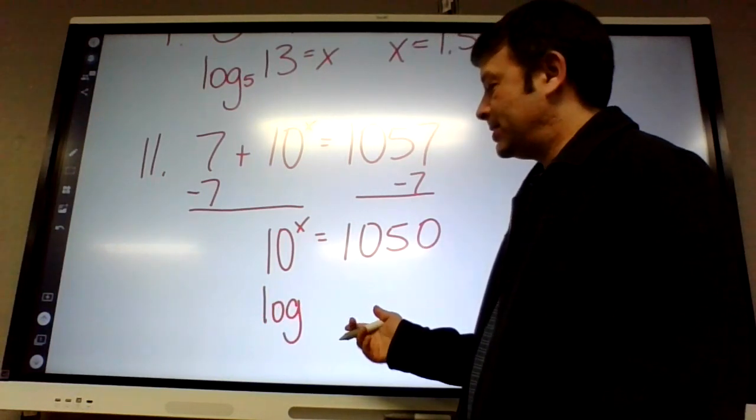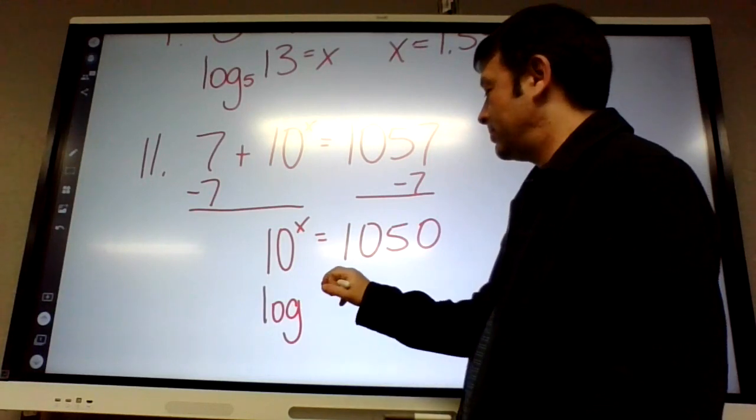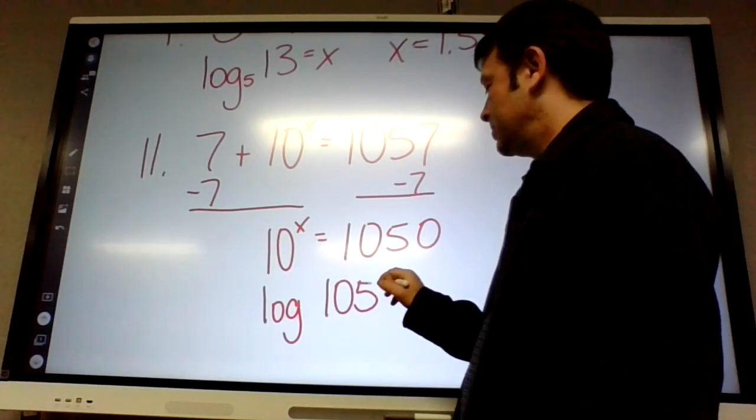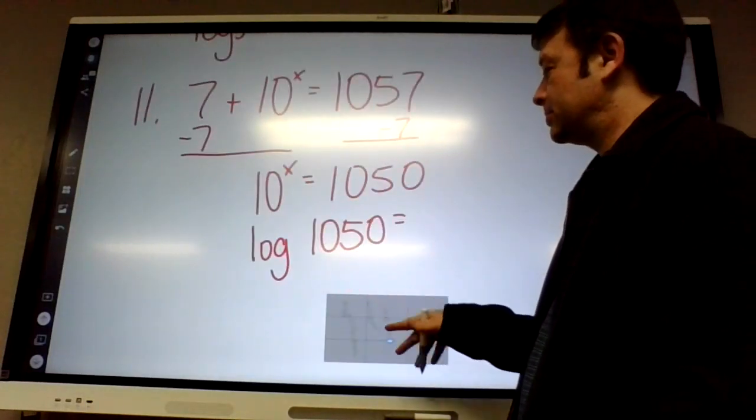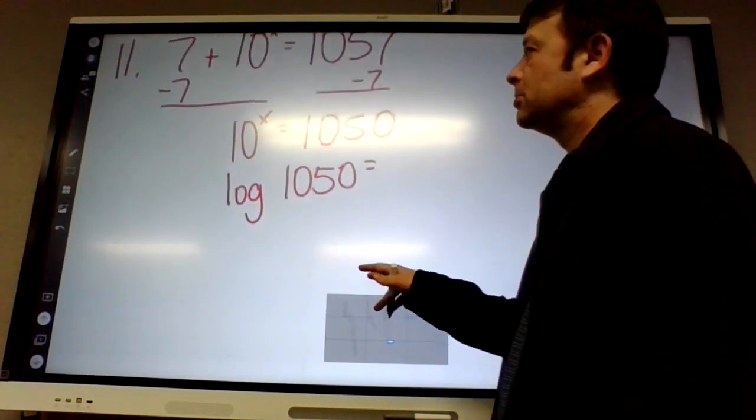If it's log base 10, it's called a common logarithm. You don't have to write the 10 there. And on this one, Abby, you don't even have to do the trick because it's a common log.